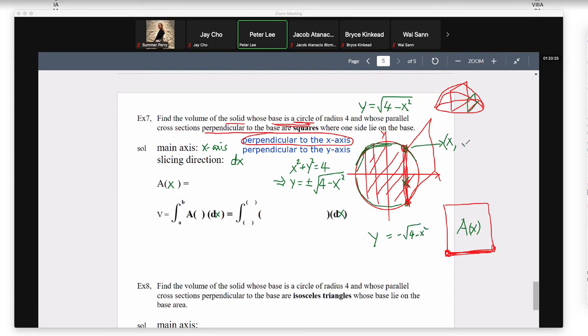So now that point is what? That point is x comma the square root of 4 minus x squared. Now this bottom point right here is x comma minus the square root of 4 minus x squared. What is the length of that segment at cross section x? That will be 2 times the square root of 4 minus x squared.